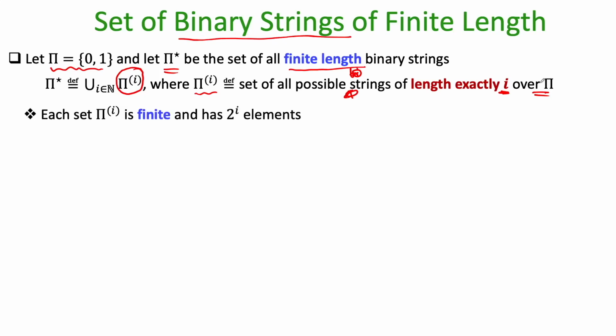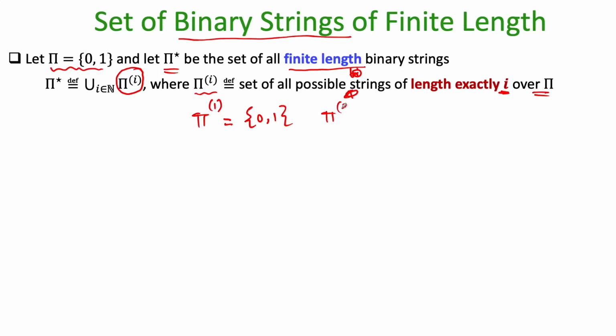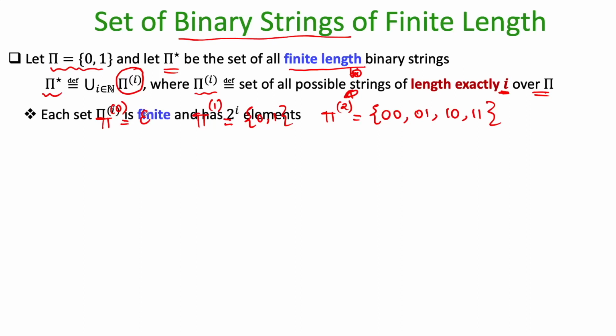So if I consider the set Π power 1, it will have only the binary strings of length 1. So it will have only two elements. If I consider the set Π power 2, it will have all binary strings of length 2. Okay, and so on. So what is this set Π star? It is the set which is obtained by taking the union of Π power 1, Π power 2, and so on, including Π power 0, where Π power 0 denotes all possible binary strings of length 0. So we use this special notation epsilon to denote an empty binary string.